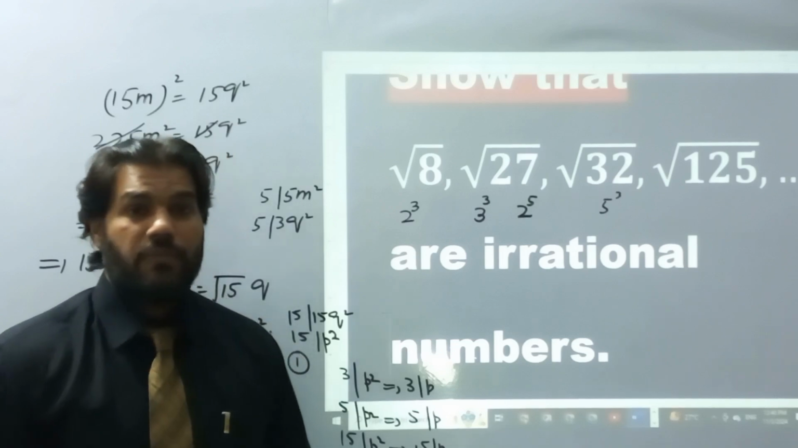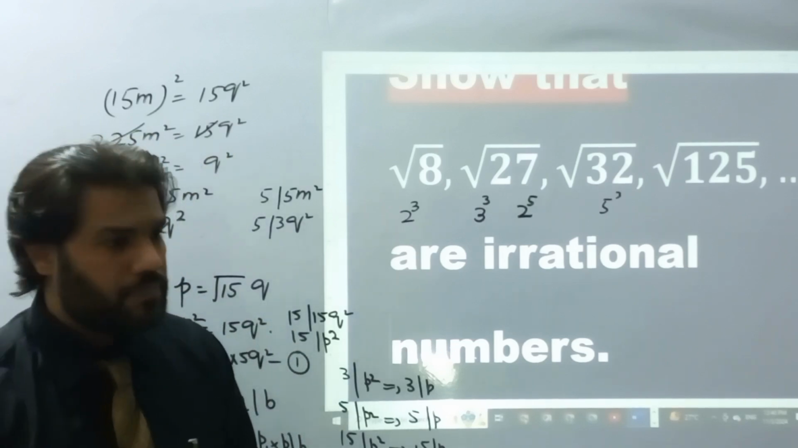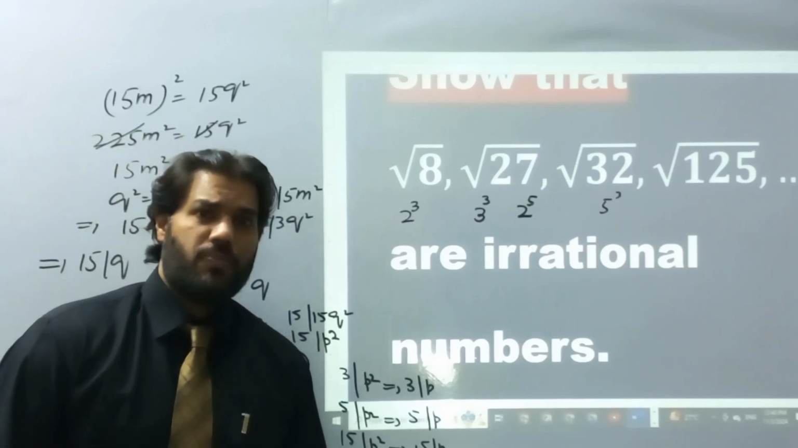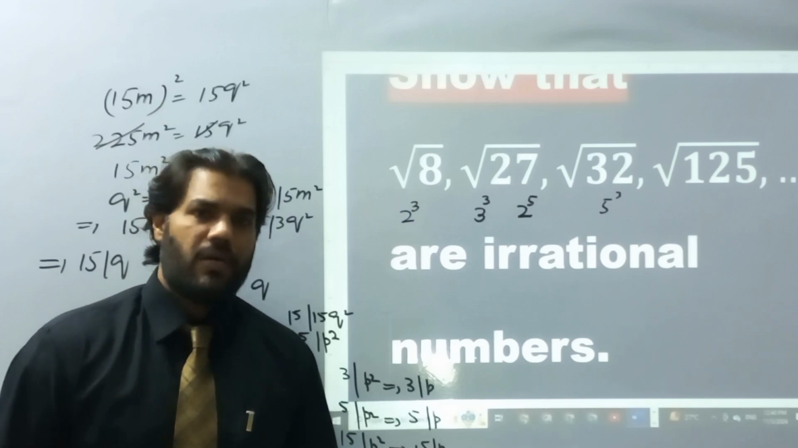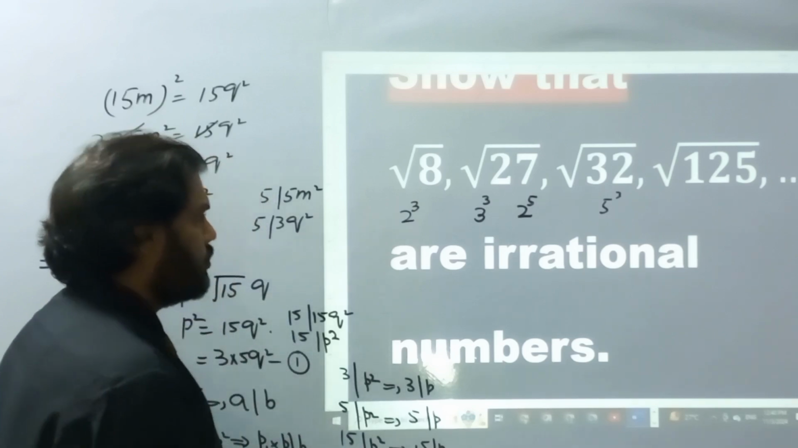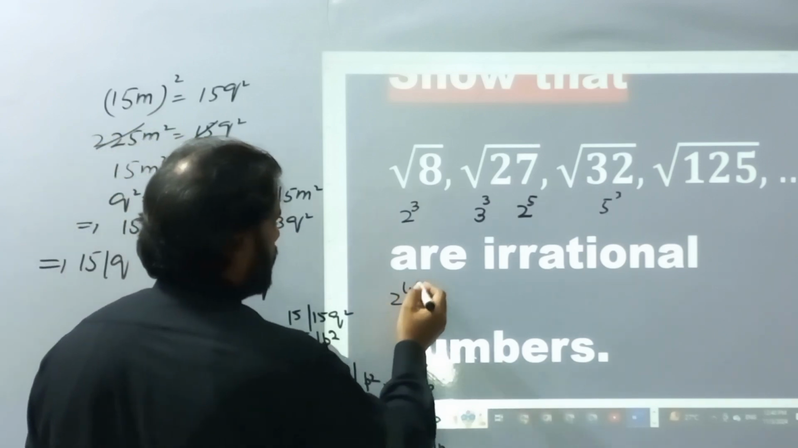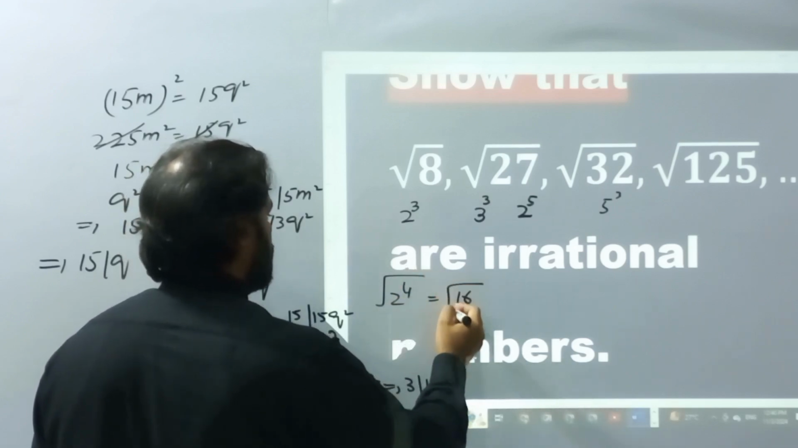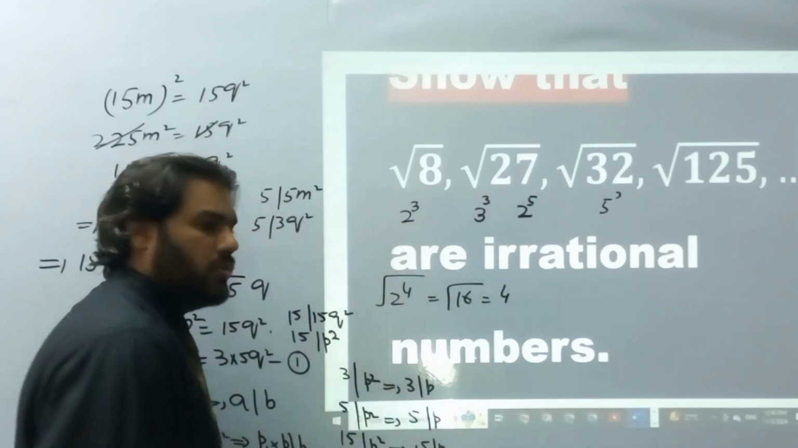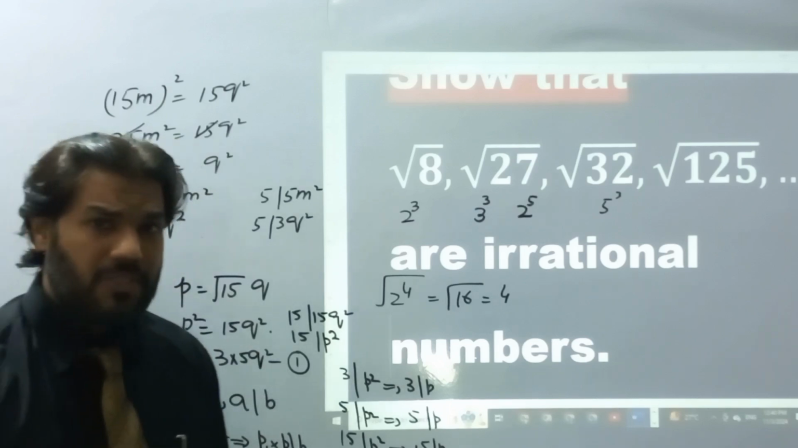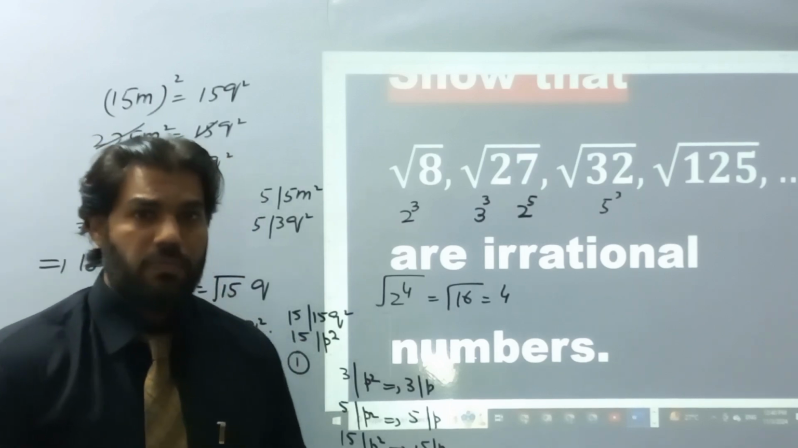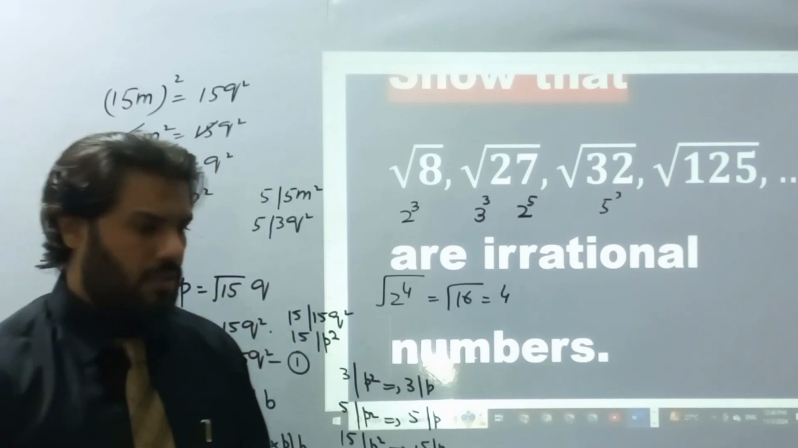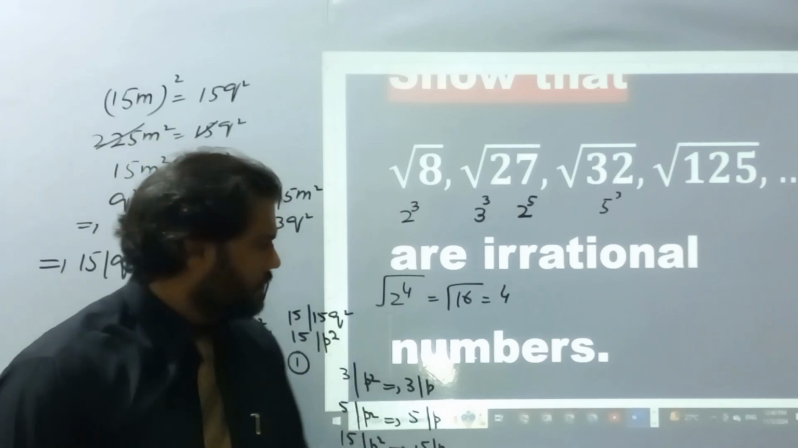In case the power is even, then the square root will always be a rational number. Suppose you take 2 raised to power 4, square root of 2 raised to power 4. 2 raised to power 4 is 16, square root of 16 is 4. That is obviously a rational number. So here we will discuss only the odd power.